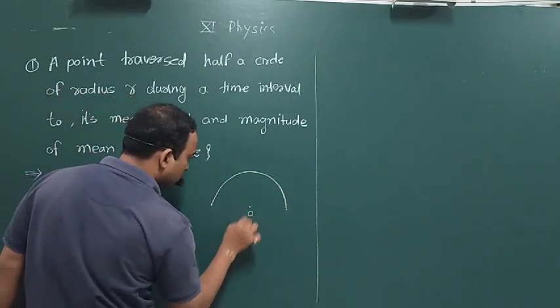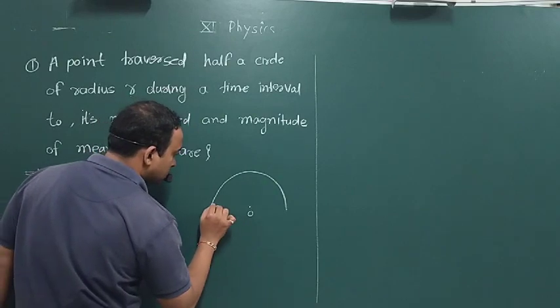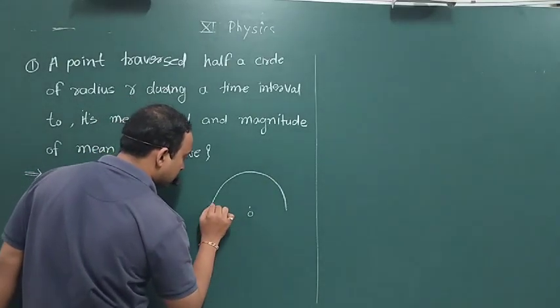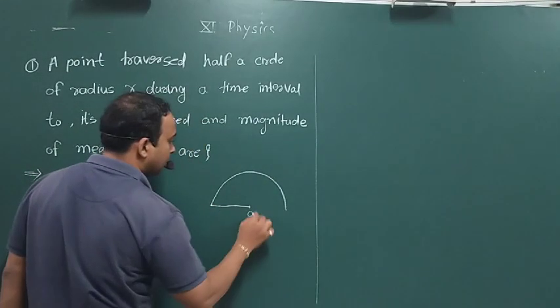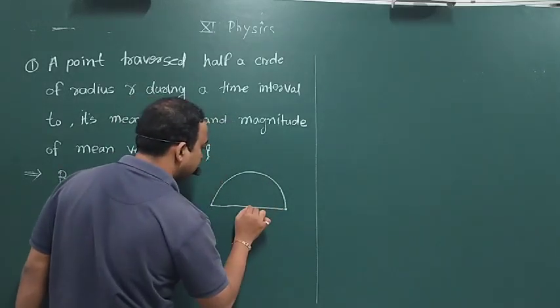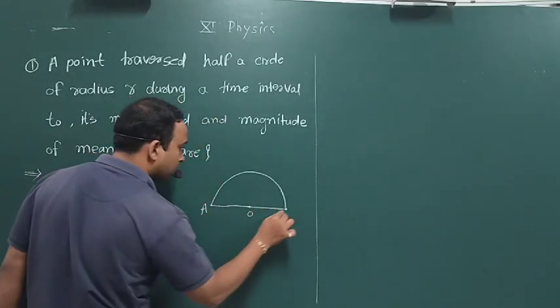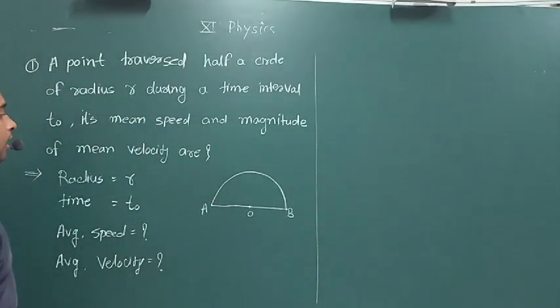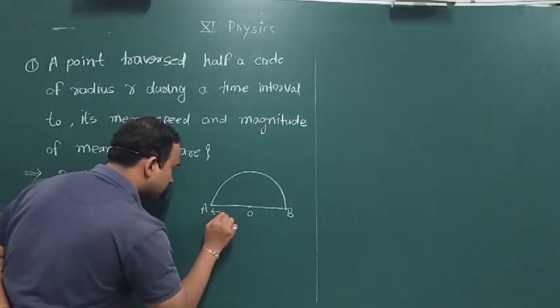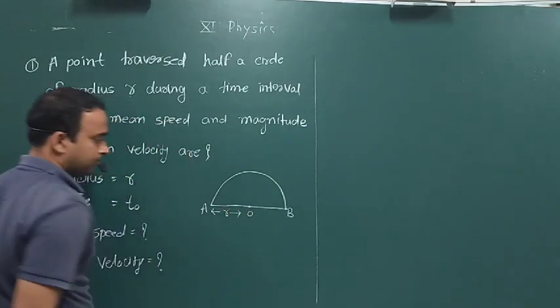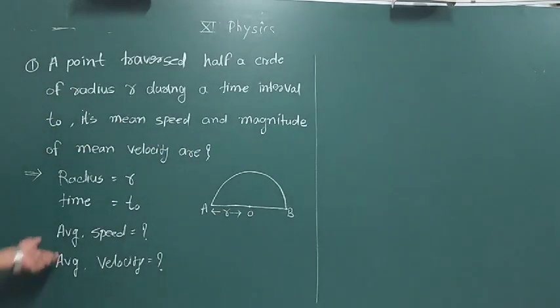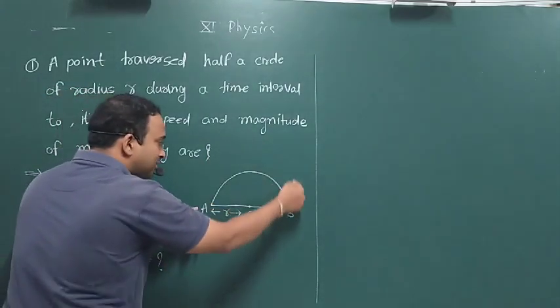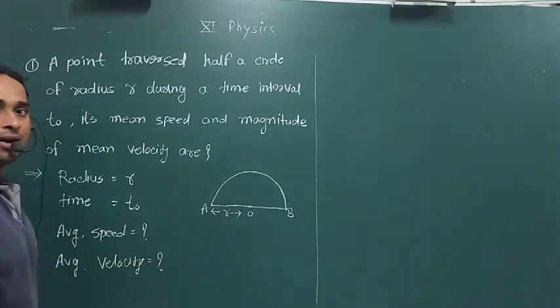Okay, let O be the origin or the center of that circle. The particle starts from A and ends at the point B, and the radius of that circle is R. Now to find the average speed: average speed means the total distance traveled by the particle.